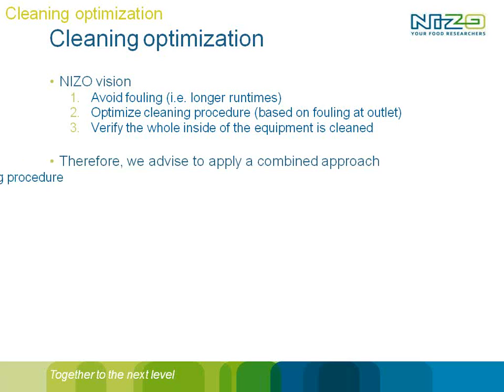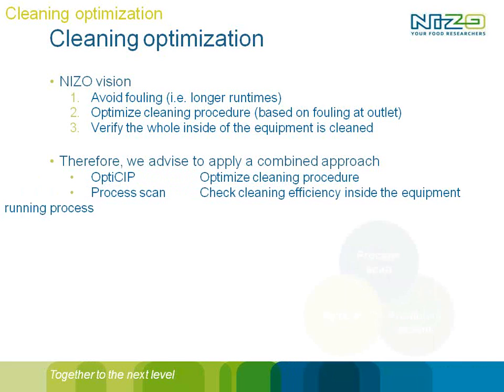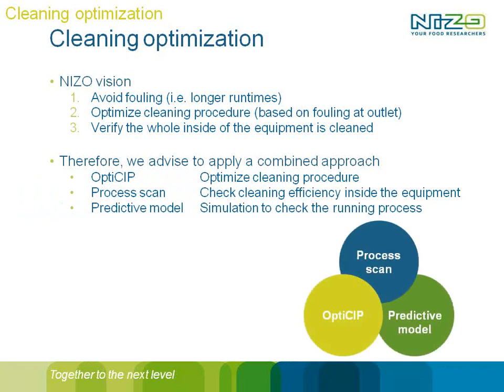So usually we advise to apply a combined approach consisting of, first of all, predictive models to simulate your process and to look whether your process is doing the right things. In essence, to avoid fouling. Secondly, OptiCIP, to improve the cleaning procedure itself. And third of all, always look inside your equipment, so do a process scan.